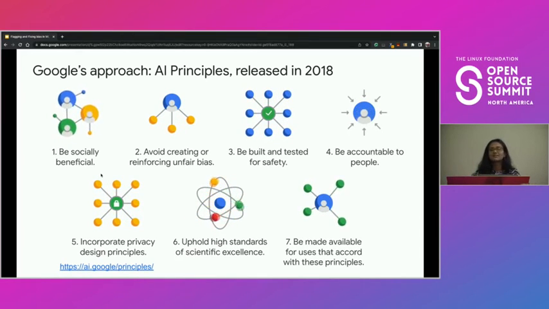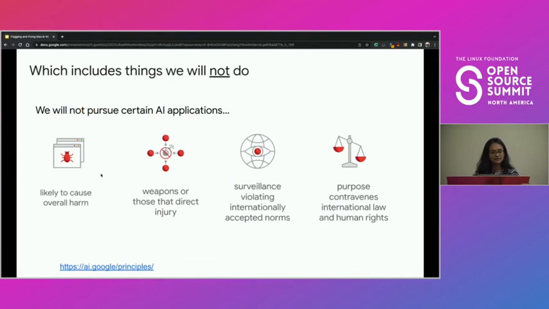It's not about techies just diving into the code and doing it all by themselves. It involves putting a lot of stakeholders in the same room and getting that problem definition right. And this can be a good way to start. And this also includes things you shouldn't pursue. So if your AI application is likely to cause harm, like drones in military, where getting it wrong can have harmful consequences, or creating it for weapons, surveillance violating internationally accepted or legal norms, you should not do that. That's our principle, and this is one way to get started with defining your problem.